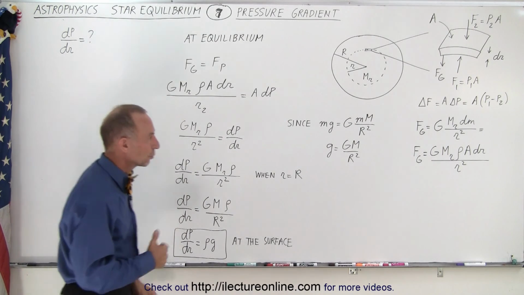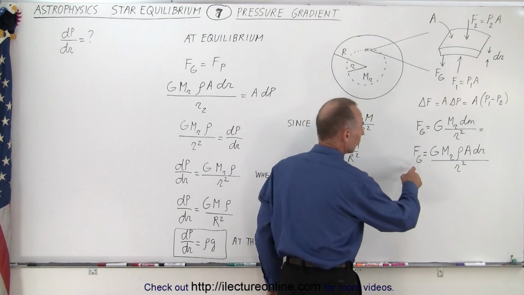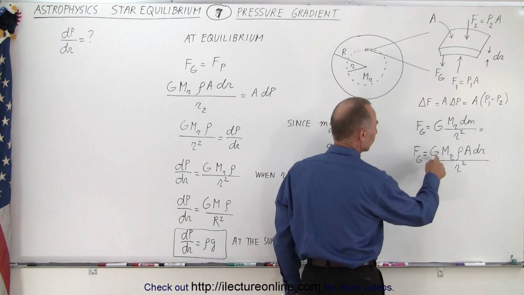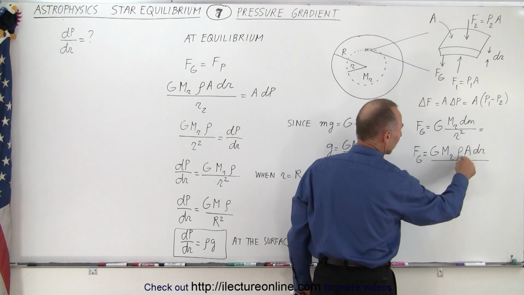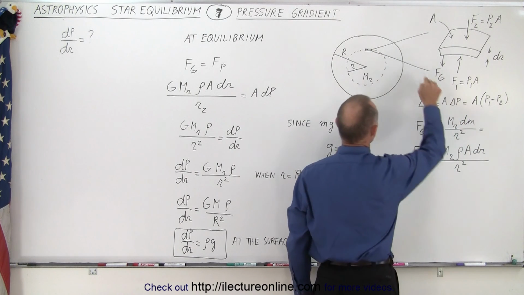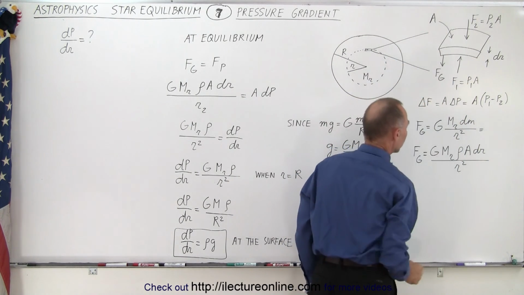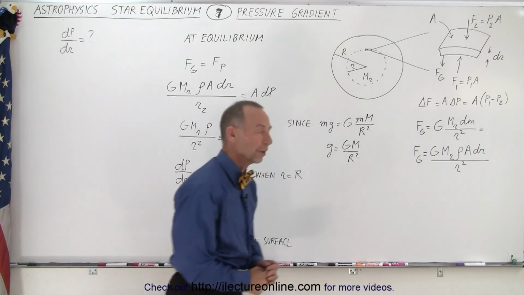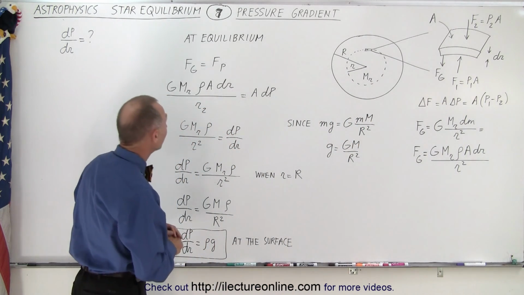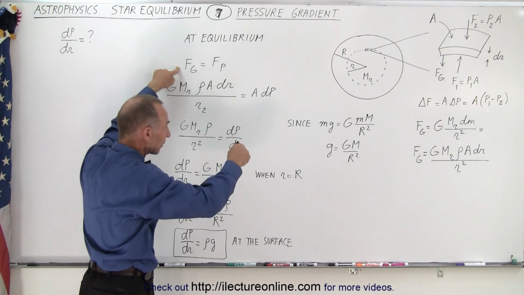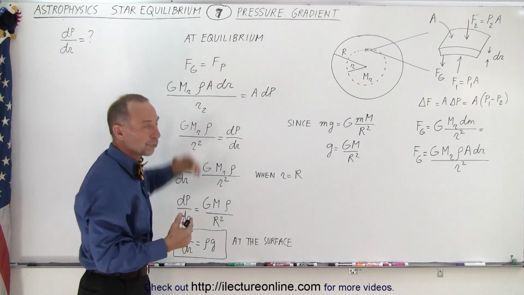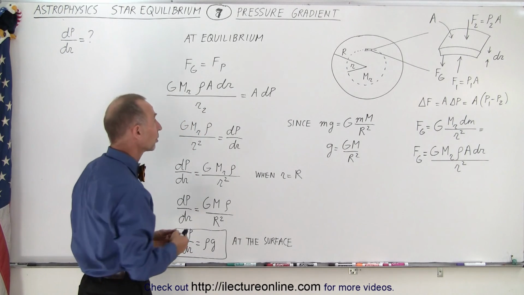So again, we go back to what we did in the last video, where we found the force of gravity is equal to GM dm, and dm could be expressed in terms of the density, the area, times the dr of a small segment within the star, of course divided by r squared. And then we said at equilibrium, the force of gravity pulling that layer down must equal the force of the pressure, the radiation pressure, pushing it back up.